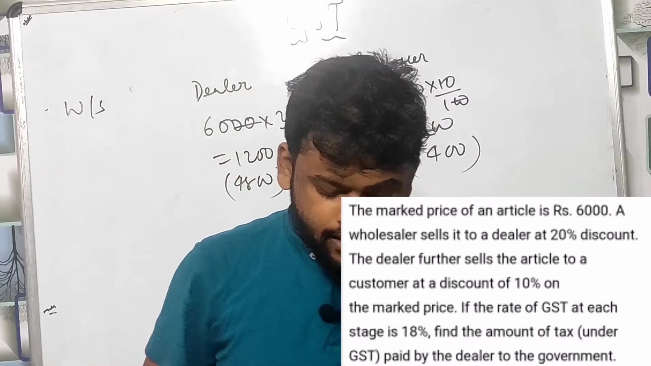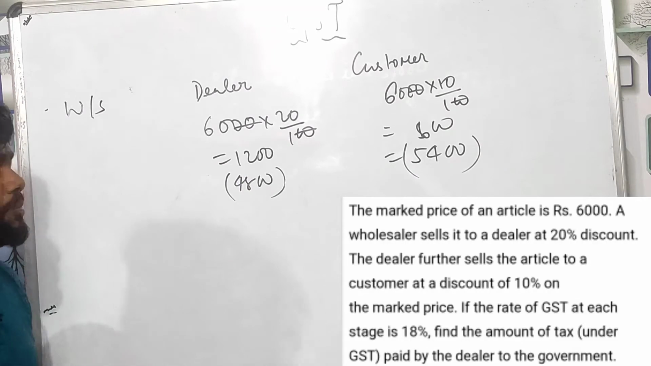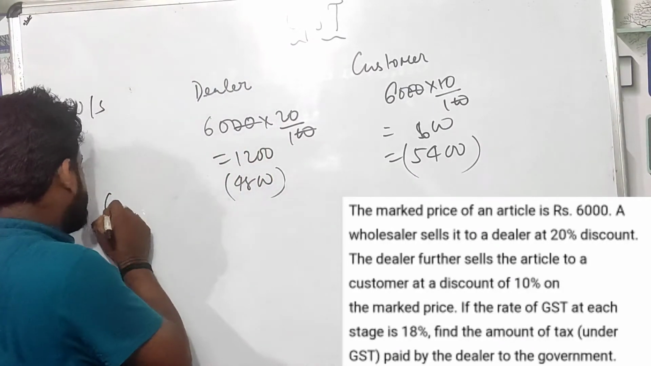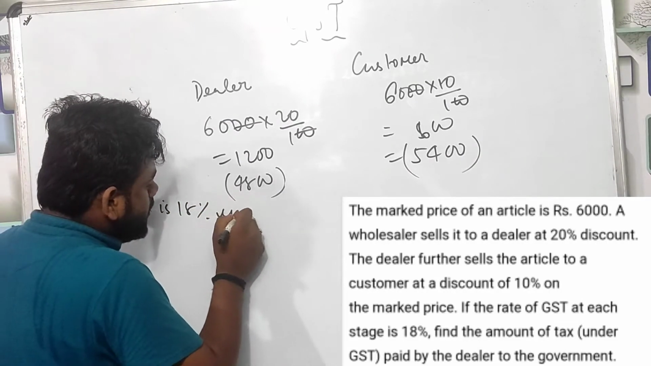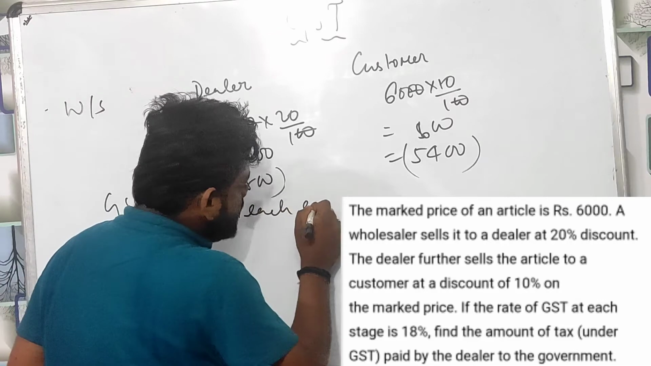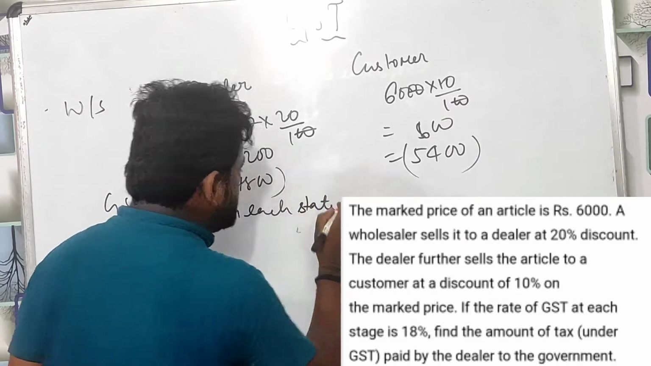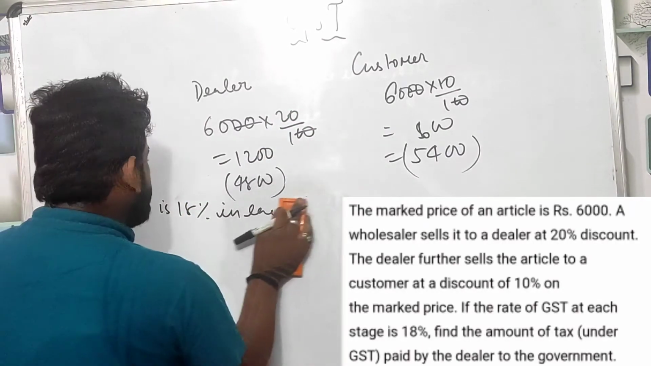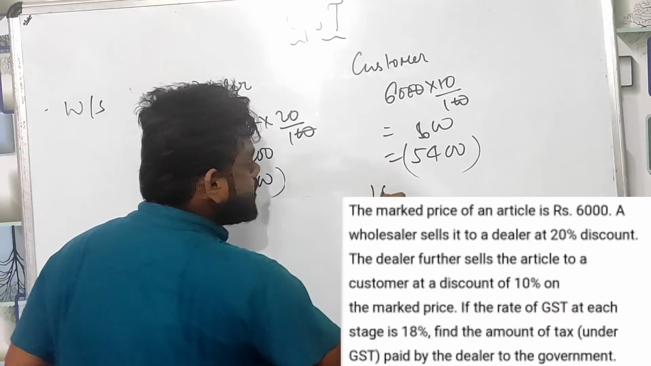Here it is saying that the rate of GST at each stage is 18%. That means GST is 18% in each stage. Each stage means the same: here also 18% GST, there also 18% GST, here also 18% GST, there also 18% GST.